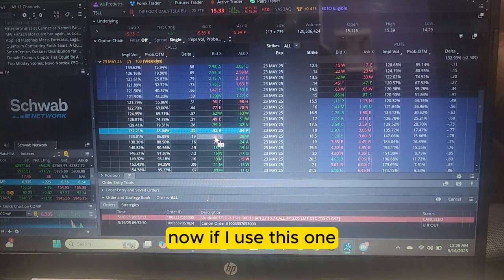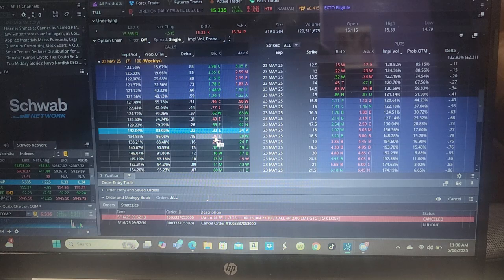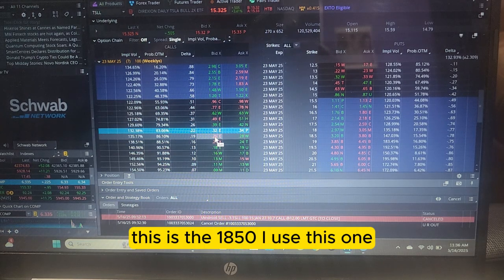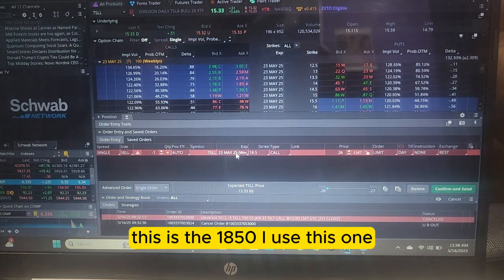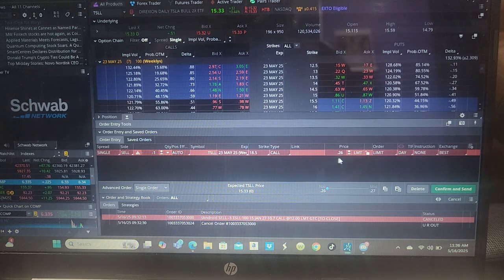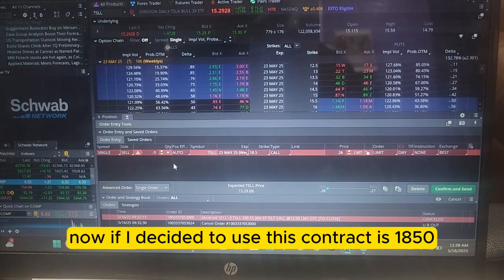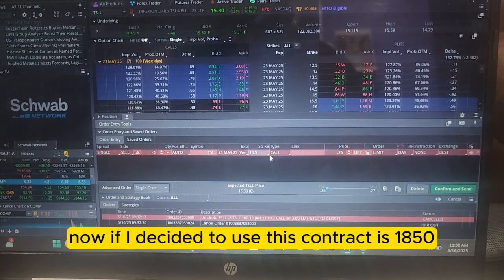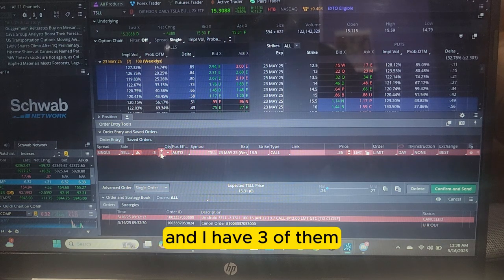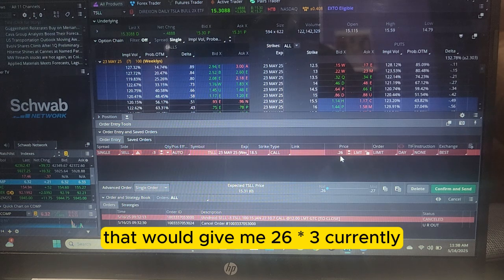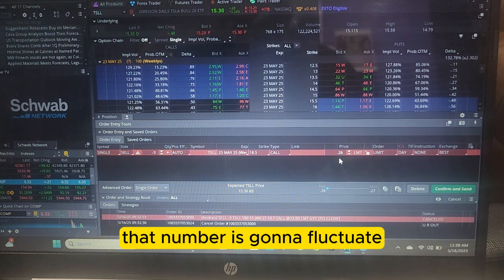Now if I use this one, this is the 1850. If I use this one, that gives me, I'd be selling it for 26 cents. Now if I decided to use this contract, this 1850, and I have 3 of them, that would give me 26 times 3 currently. Now being the market is open, that number is going to fluctuate.